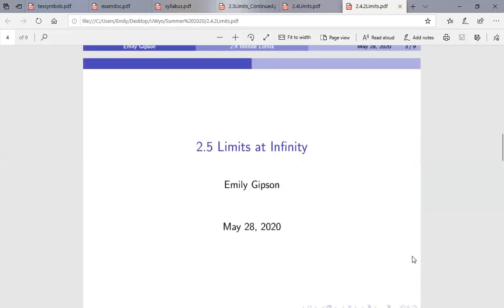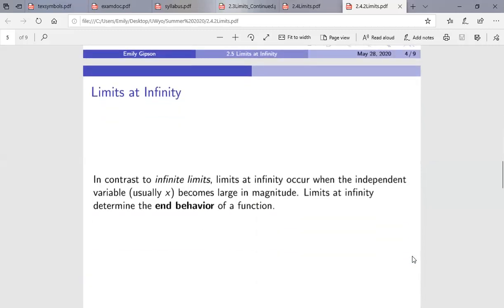We're actually going to change gears a little bit, and we're going to go into section 2.5, limits at infinity. So you might be thinking, well, now I've got this concept of infinity and I can make x go to some number a. Can I make x go to infinity? And you would be completely correct in that thinking. So in contrast to infinite limits, limits at infinity occur when the independent variable, usually x, it could be t, it could be u, v, whatever we want to make it, becomes large in magnitude. And limits at infinity determine the end behavior of a function.